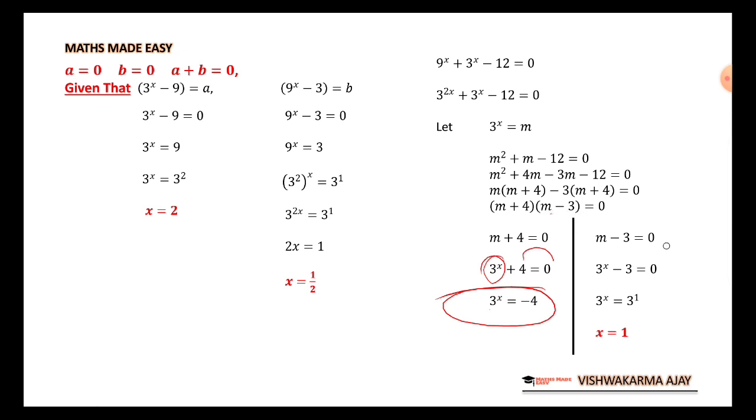Now m minus 3 is equal to 0, but the value of m is 3^x, so 3^x minus 3 is equal to 0. 3 is shifted to the other side, 3^x is equal to 3^1. From here we can see x is equal to 1.